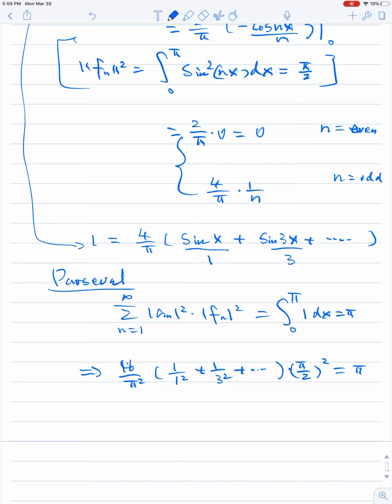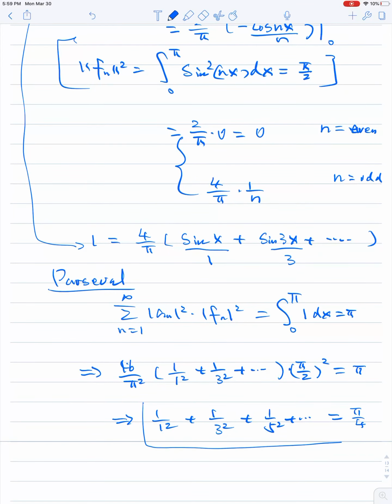So after canceling things out, we get this formula: 1 over 1 squared plus 1 over 3 squared plus 1 over 5 squared and so on equals pi squared over 8. So we have this interesting identity that expresses pi as an infinite series. So that is what I'm going to talk about today.